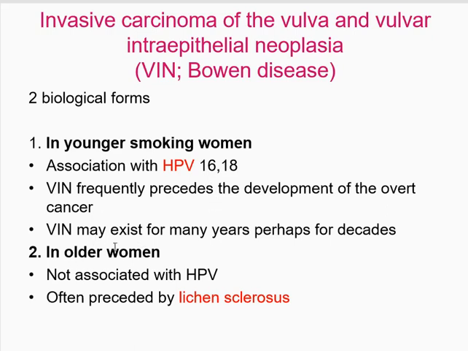The second type of vulvar carcinoma is not associated with human papilloma viruses, but is associated with previous lichen sclerosus. Long-standing lichen sclerosus precedes these carcinomas of the vulva affecting elderly women.